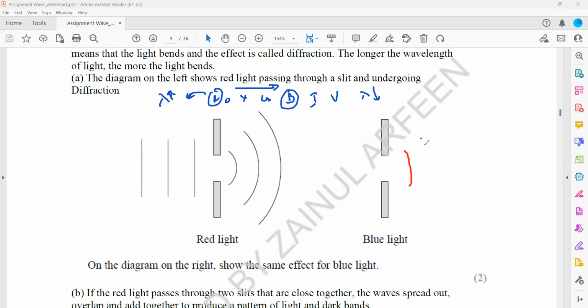So less diffraction, how do we represent it? Only the edges slightly curve or bend, and this is a small diffraction. This one, with complete curvature, represents a large diffraction. And why is there a small diffraction? Because the wavelength of blue is shorter than the wavelength of red.